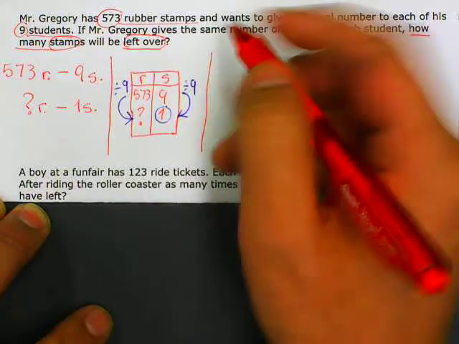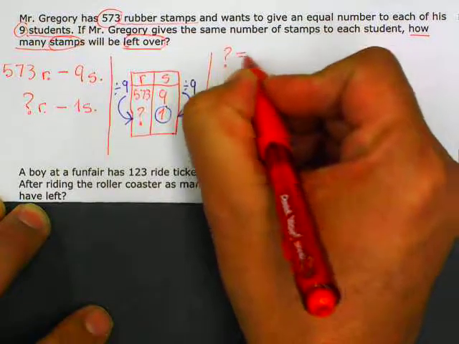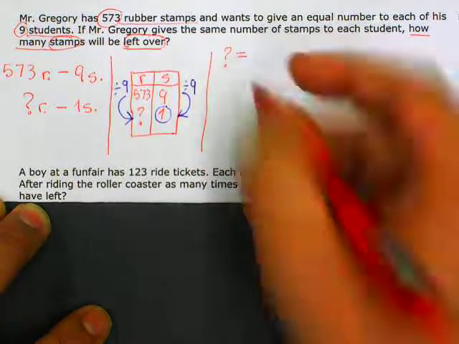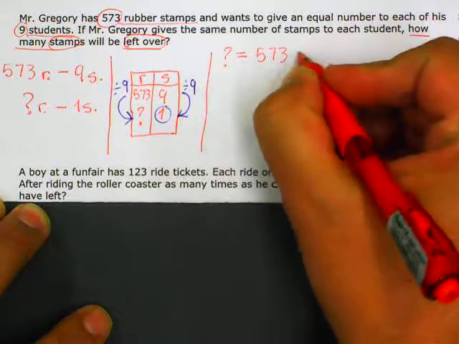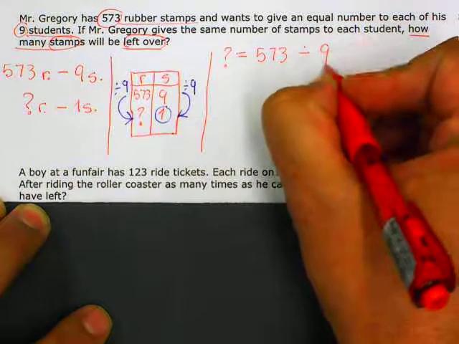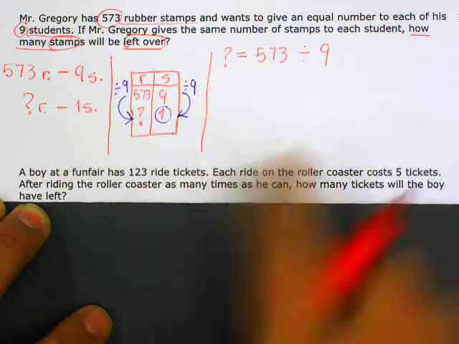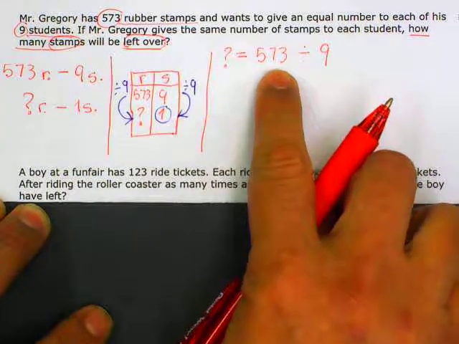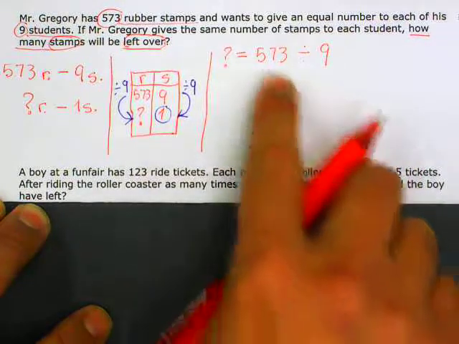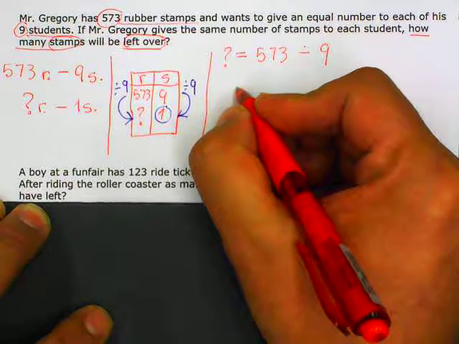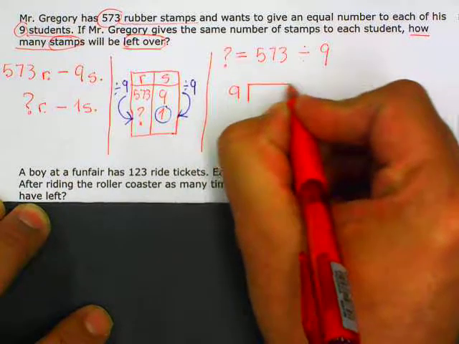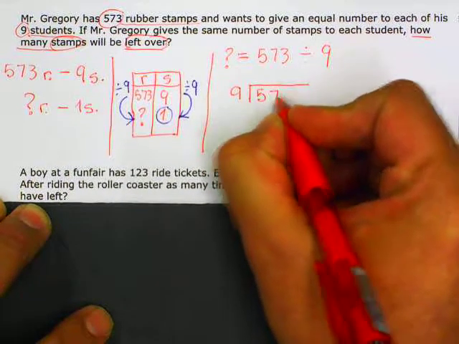So to figure out how many stamps each student will receive, I need to divide the 573 rubber stamps by the 9 students he's going to give them to. Like we said, this is too big of a number to do a model, so I'm going to have to do the standard division. 9 divided into 573.